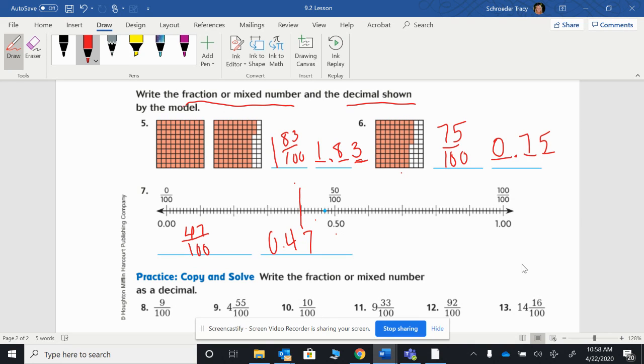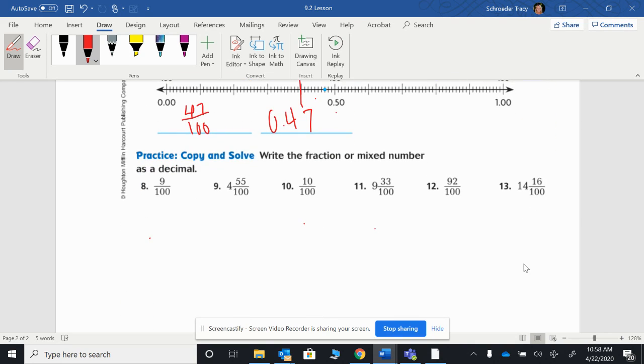Let's take a look at some examples. In this example, we're going to write the fraction or mixed number as a decimal. You will notice this first one, all of them are out of 100. So therefore, I know that I'm going to get into the hundredths place. In this first one, I have no wholes. And then this number is 9. A lot of kids want to put this 9 right here. But if I put the 9 there, that means I have 90 hundredths. I don't have any tens, and I just have this 9 hundredths.